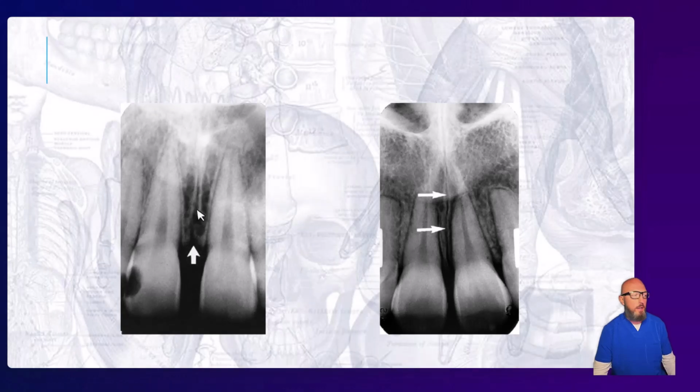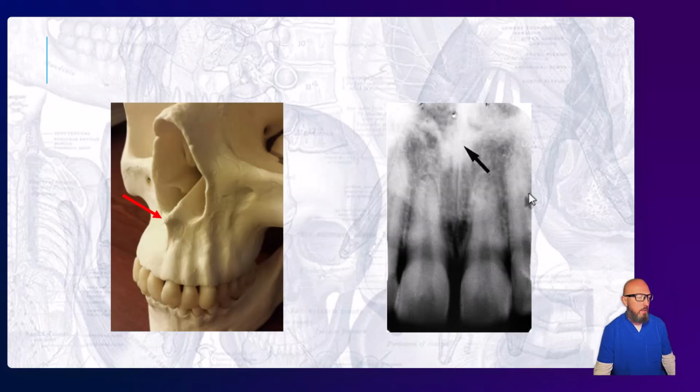All right, first one here, this thin radiolucent line in between the teeth in the anterior maxilla, that's the intermaxillary suture you can see in these two different radiographs. Like I said, I'm going to go fast.